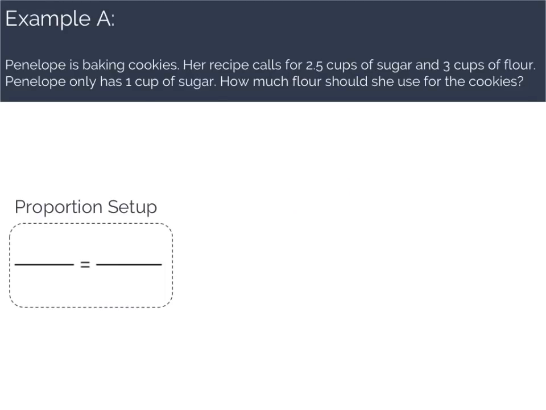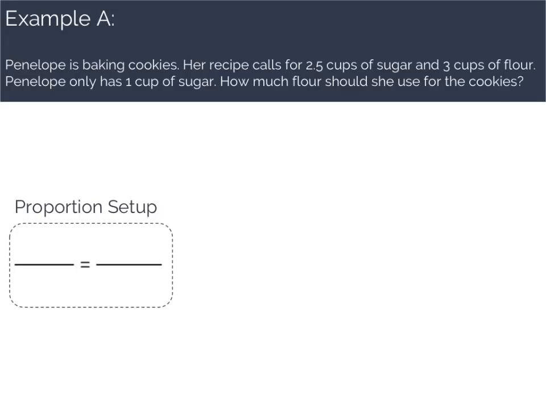Here we are at example A, and Penelope is baking cookies. Her recipe calls for 2.5 cups of sugar and 3 cups of flour. Penelope only has 1 cup of sugar, so how much flour should she use for her cookies? This is a common thing that people run into, adjusting their recipes according to the ingredients that they have. So let's go ahead and see how we can set this up in our proportion.